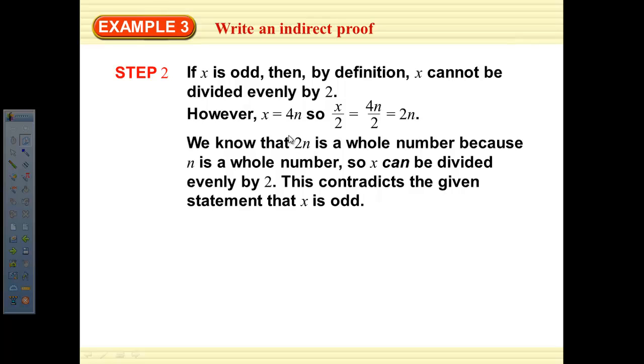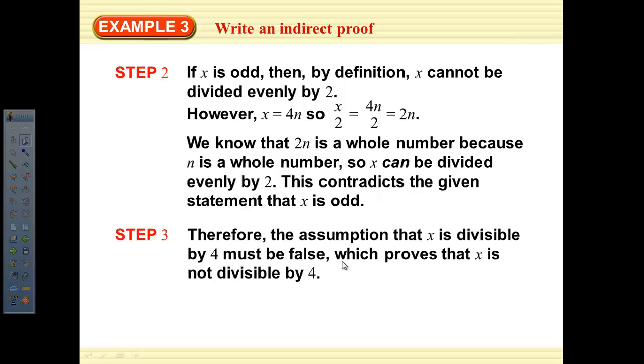So since 2 times n is going to be an even number, that means x is going to be even and odd. And so that means x can be even or odd. And that's our big mistake there. That's our contradiction. So therefore, we have to assume that x being divisible by 4 is false, which proves that x is not divisible by 4.